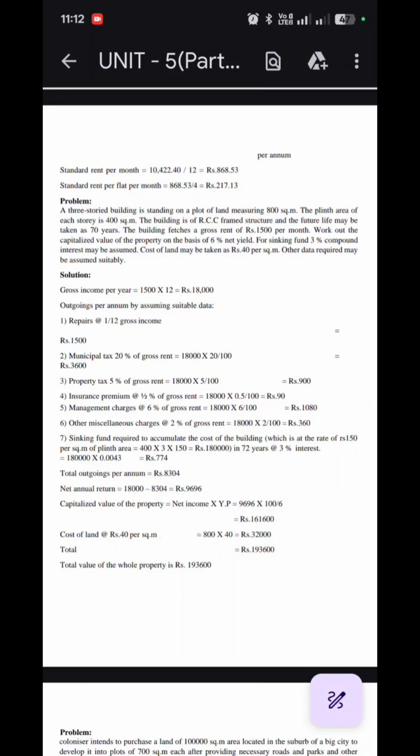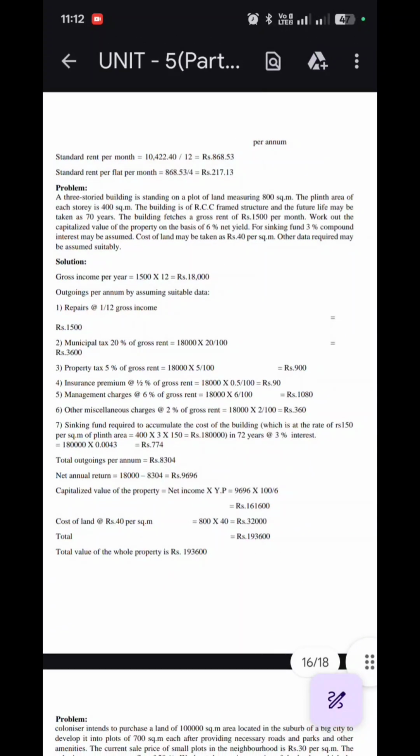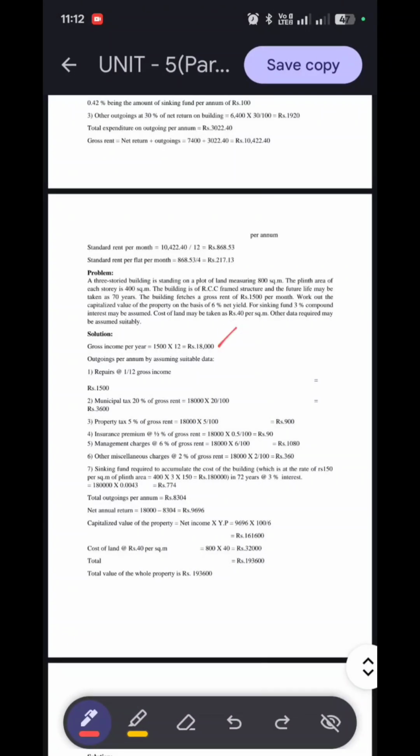Okay, now starts the problem. Solution. What was given in the question? Details are all mentioned below. Gross income per year: 1500 per month. How many months are there? 12 months. So 1500 into 12, now the value is 18,000 rupees. That is the gross income.